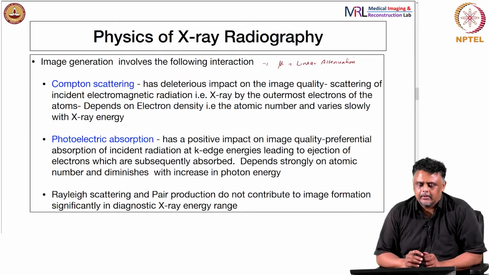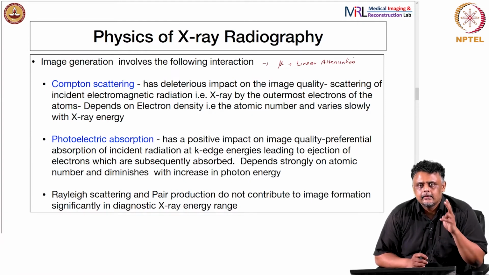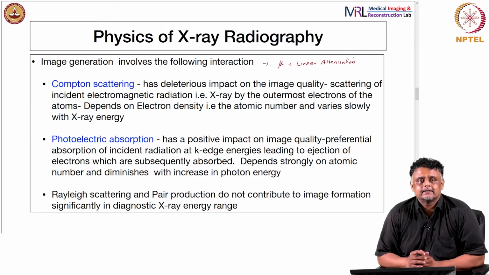Where does this come from? Okay, that is a question. What is the origin of mu? The mu originates from two interactions primarily, especially in the context of medical imaging, X-rays for medical use. Two interactions lead to this attenuation.